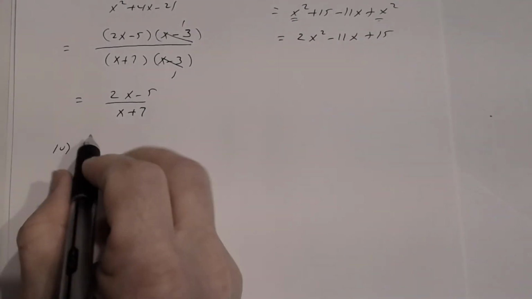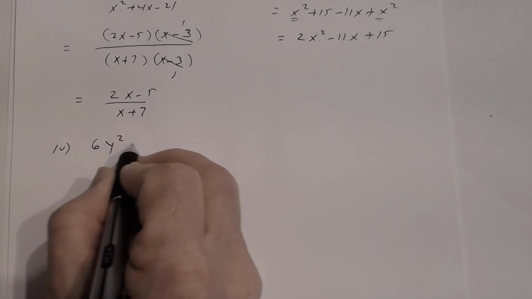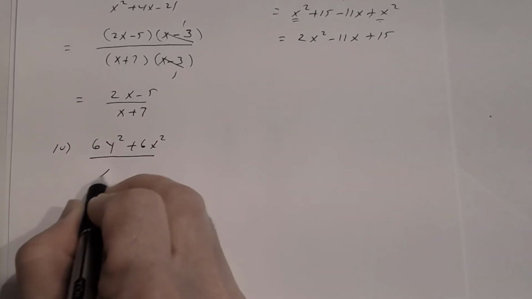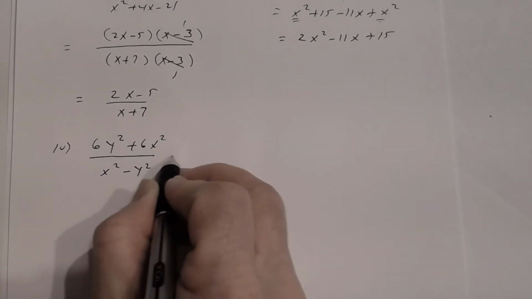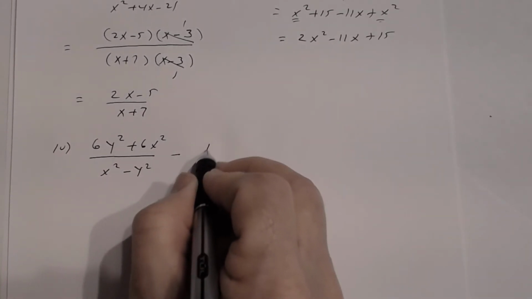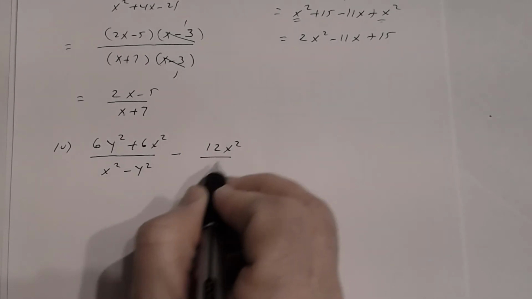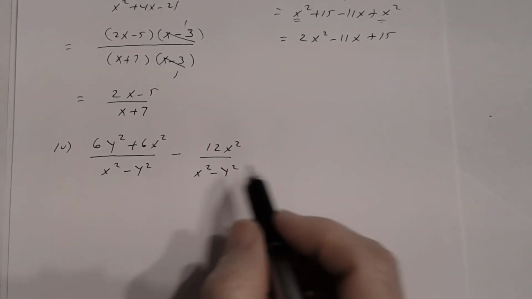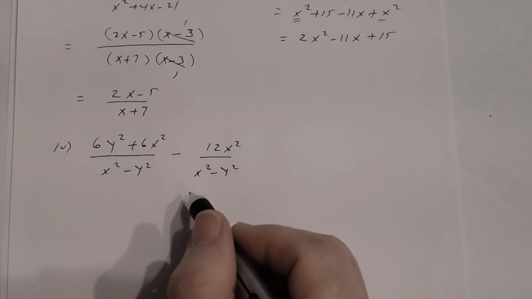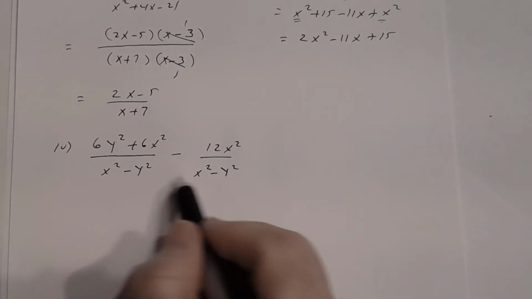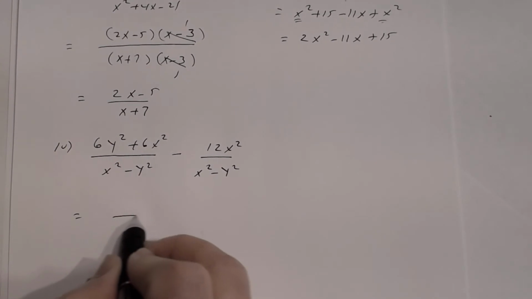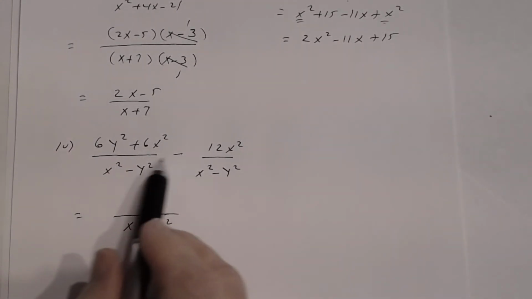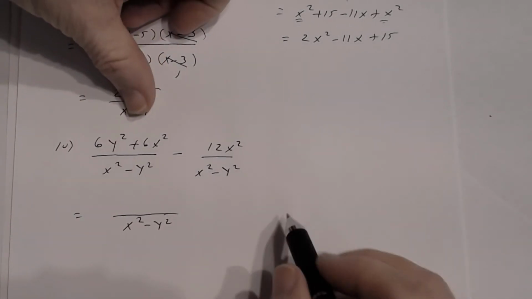All right, we have (6y squared plus 6x squared) divided by (x squared minus y squared). And then again, I'm subtracting 12x squared divided by x squared minus y squared. So I'm subtracting these two rational expressions. Notice the denominators are the same, so I have x squared minus y squared. Now let's get the numerator. Let's go off to the side and actually do that work.